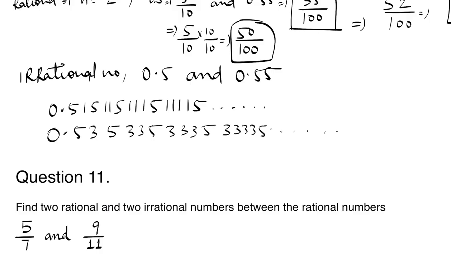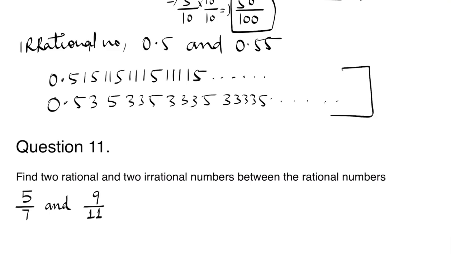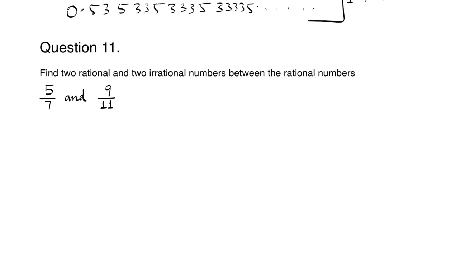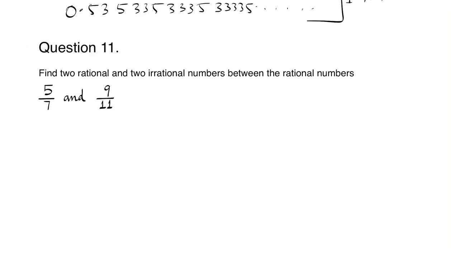Okay, this is also a non-terminating and non-repeating decimal. So this is an irrational number. Now question number 11: Find two rational and two irrational numbers between 5/7 and 9/11.